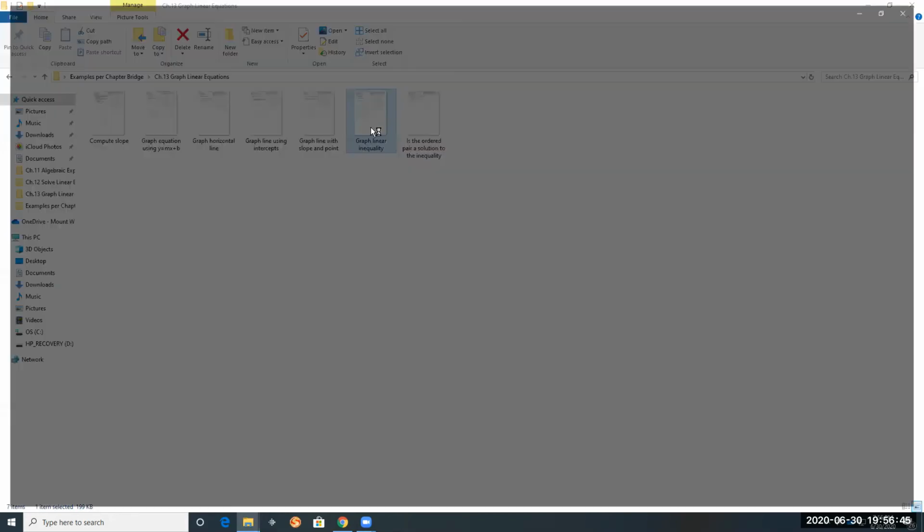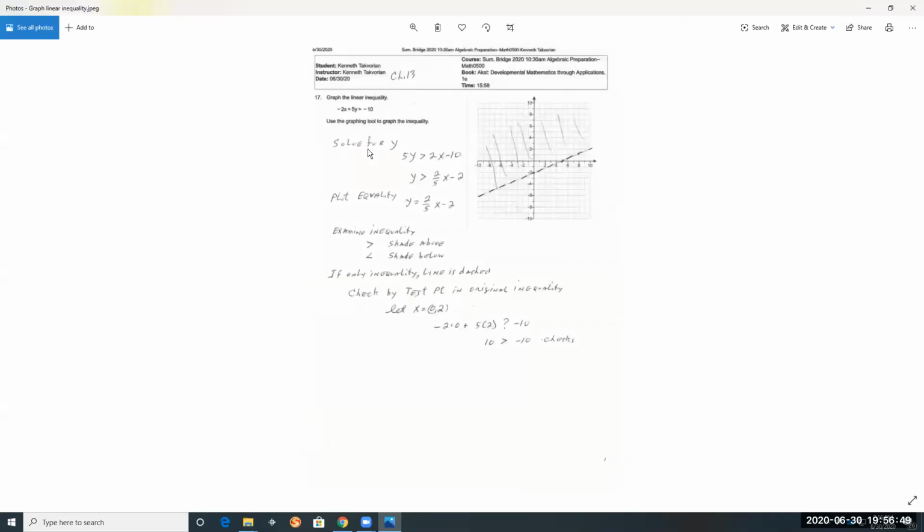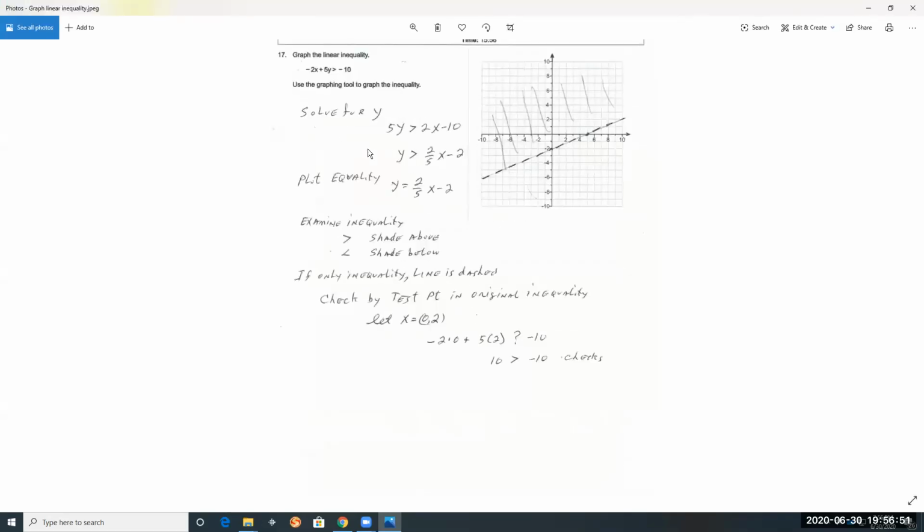We're now going to graph a linear inequality. Just one extra step when we're working with an inequality. We need to shade an area. We want to graph this inequality. The first thing to do is to solve it for the letter y. So 5y is greater than 2x minus 10. Divide each term by 5, so y is greater than 2/5 times x minus 2.